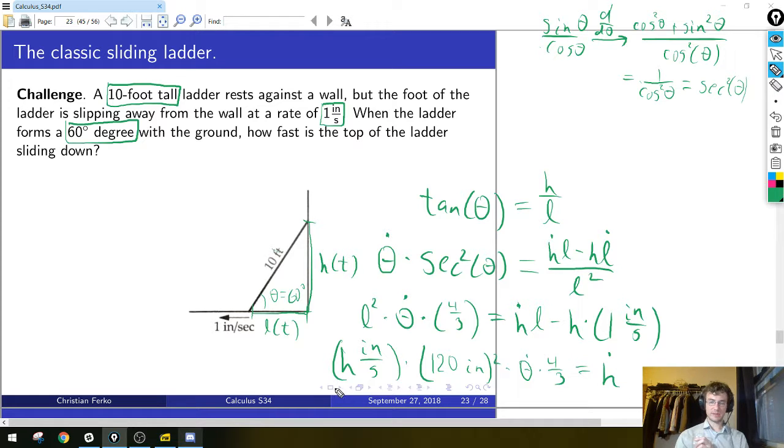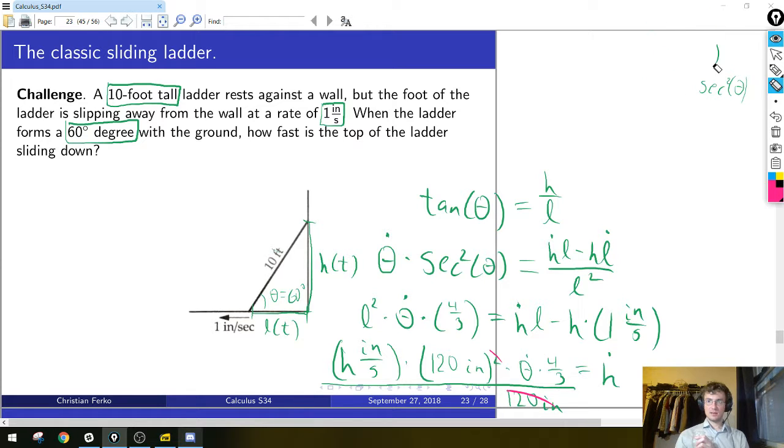When we divide by L, I'm running out of space, but we get this 120 inches again, which is going to cancel one factor of the 120 inches in the numerator. So I am mildly confused. It looks like you moved the h inches per second to the left side, but wrote it down as multiplication. Good, that should be a plus.